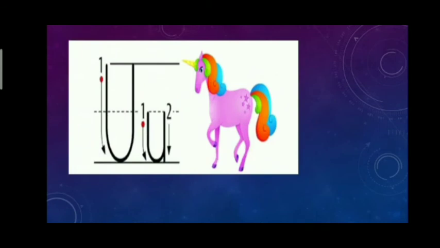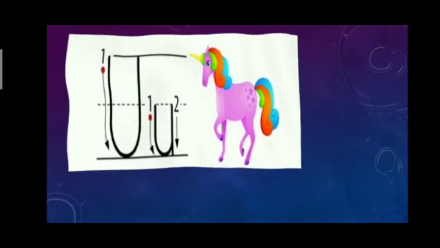Coming to the next letter, U. U for unicorn. Starting with the capital U and the red dot. Make a big curve. I think you have understood how to make. Now small u, starting with the red dot. Curve, then number 2 arrow, look at arrow number 2, standing line.